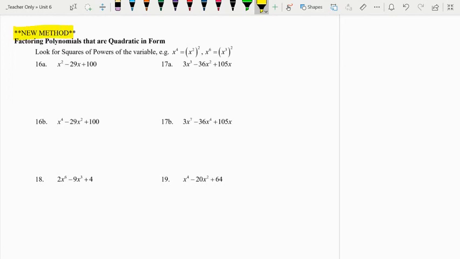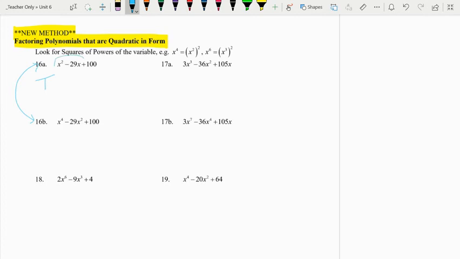All right, so now we are going to factor polynomials that are in quadratic form, okay? So what's happening here is there just might be one extra step going on, okay? 16a, all right? If you notice, it's the same as 16b, these two. There's just a minor change. So let's focus on a first.